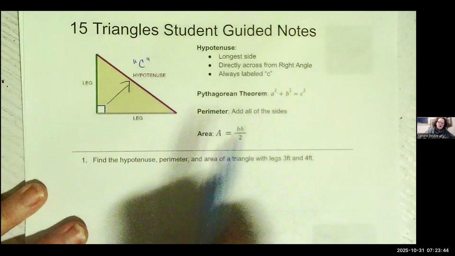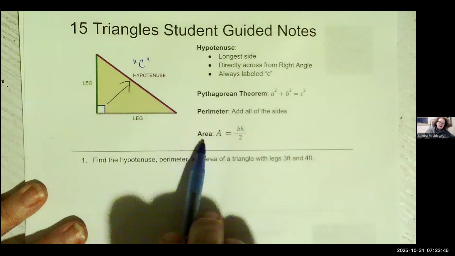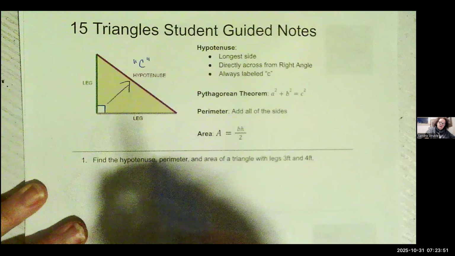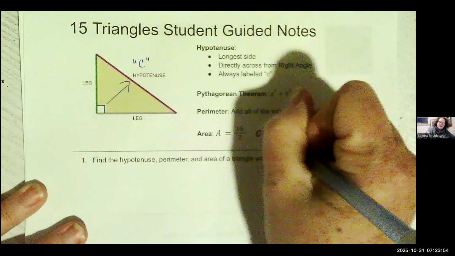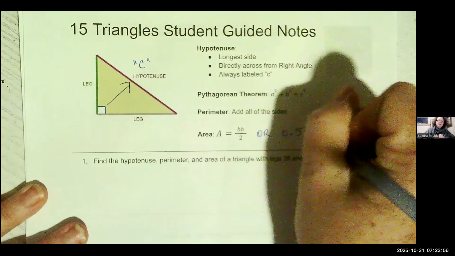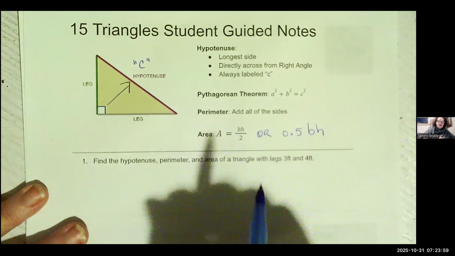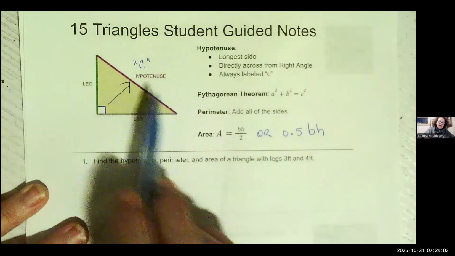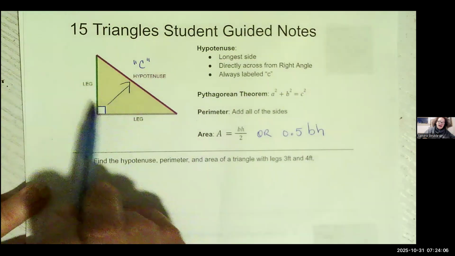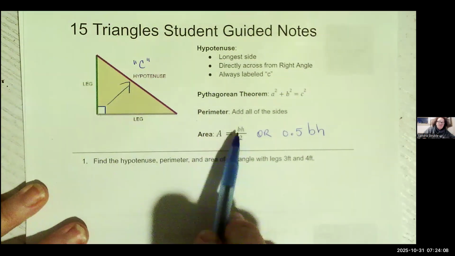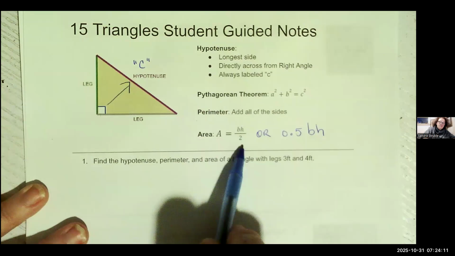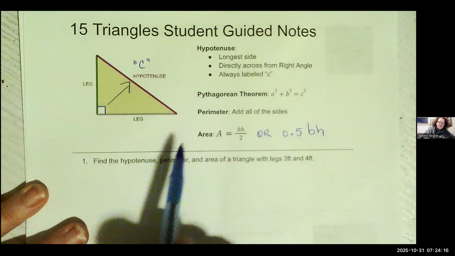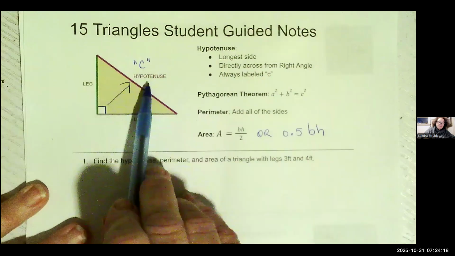And the area is always the base times the height divided by 2, or you can use 0.5 times the base times the height. What you need to know is you will never, ever use the hypotenuse to find the area. It's always the legs. So if you want to call it A times B divided by 2, you can. These are your notes, make them what you want. But just please note, the area is never using the hypotenuse. It's only using the two legs. Okay.